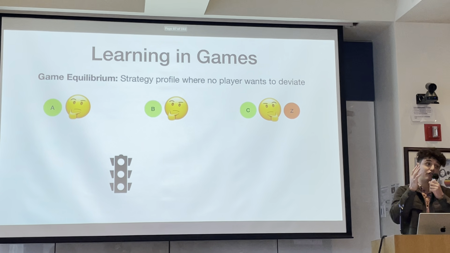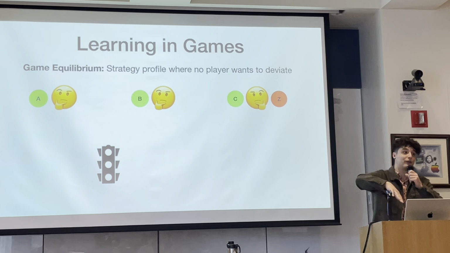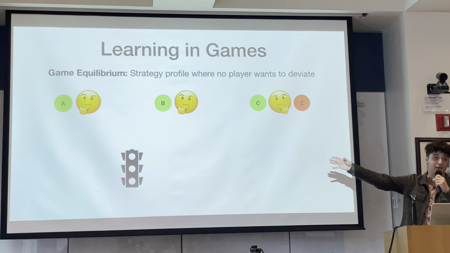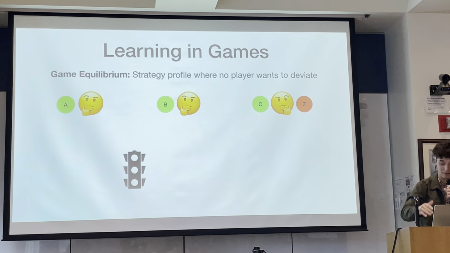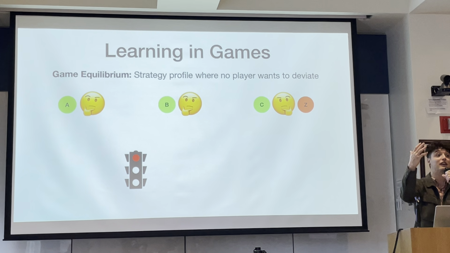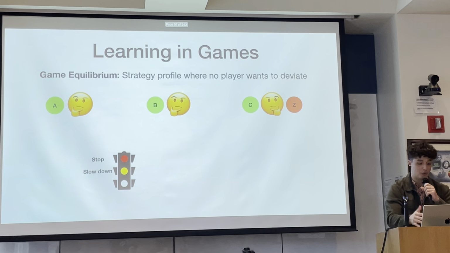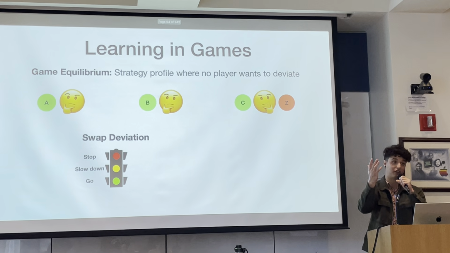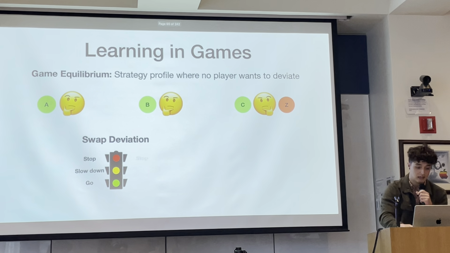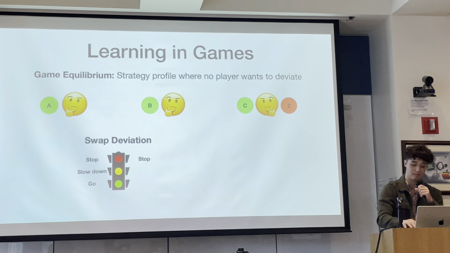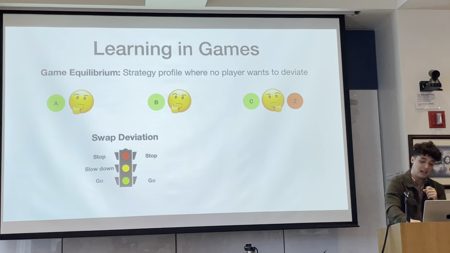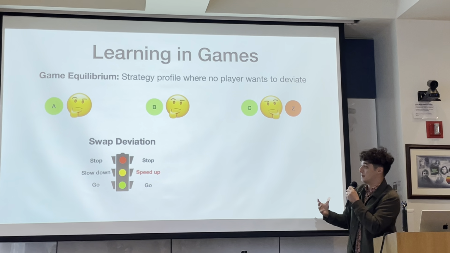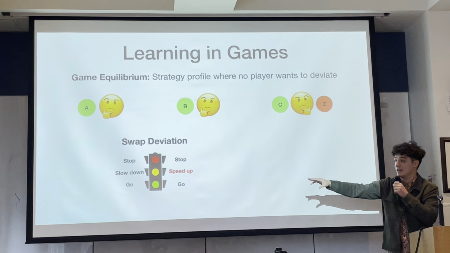Let's talk about the traffic game. Let's say we have some sort of intersection and the players are different cars at the intersection. I have some sort of device that suggests strategies to the players. I want to establish an equilibrium where red means stop, yellow means slow down, and green means go. One possible swap deviation to this equilibrium would be: you're telling me red, all right, I'm gonna stop. You're telling me green, all right, I'm gonna go. But when you're telling me yellow, I actually want to do something different. I want to speed up.